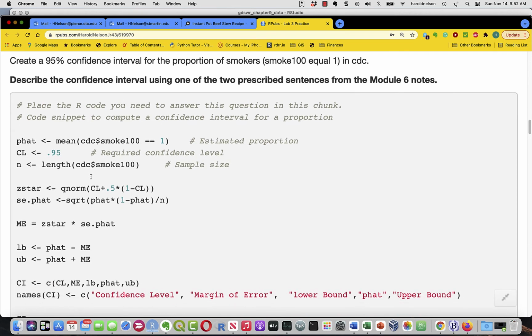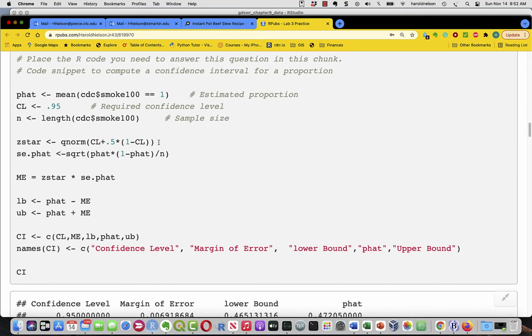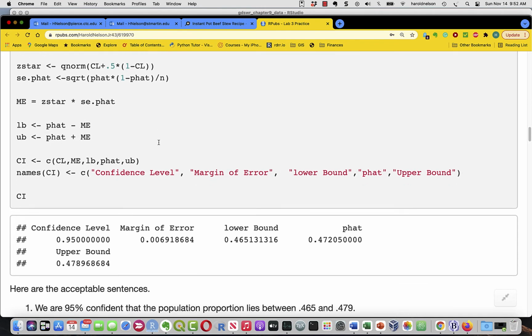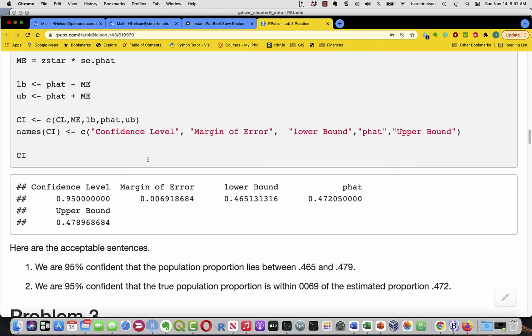You just copy this code. And then instead of CDC, you've got OAW. And instead of smoke 100, you've got wetness. And instead of equal the number 1, it's equal to the character string dry. Okay? And here is the output of that function. And here are the two acceptable sentences.